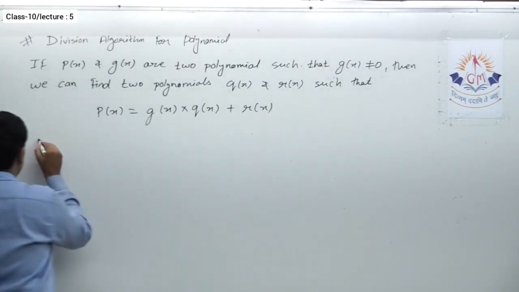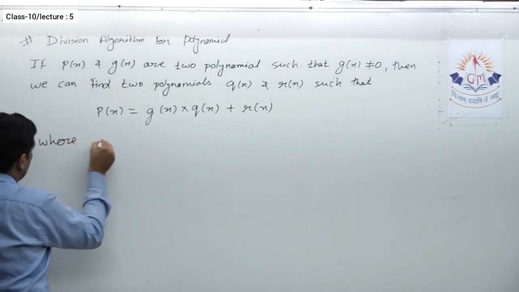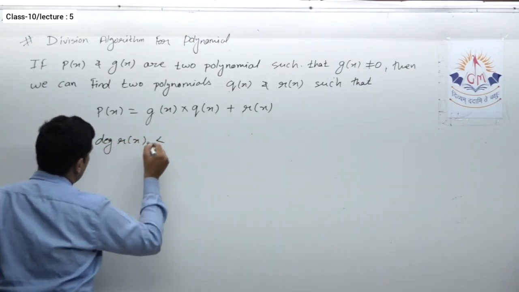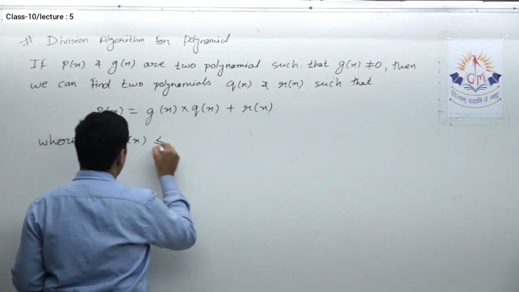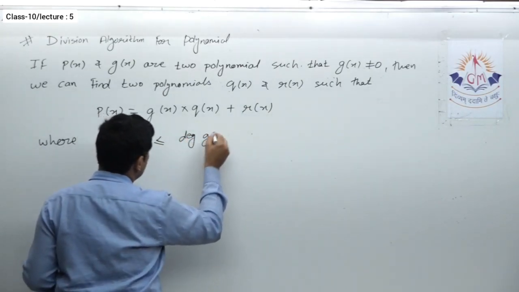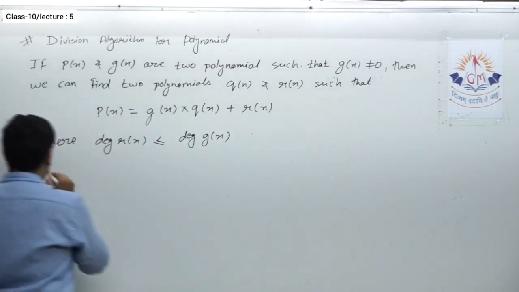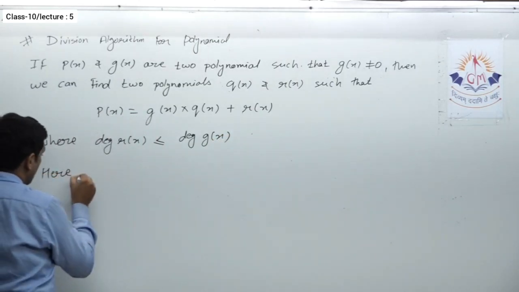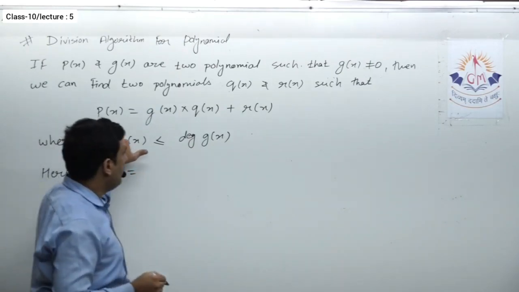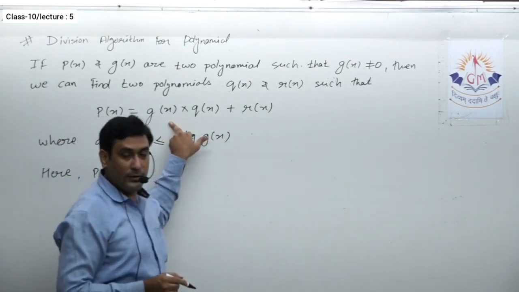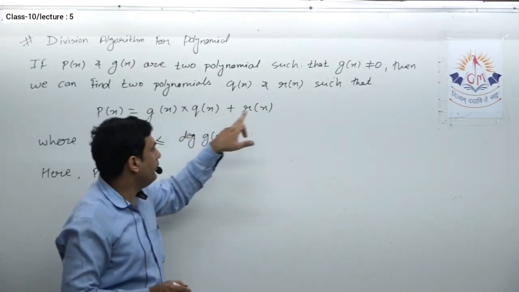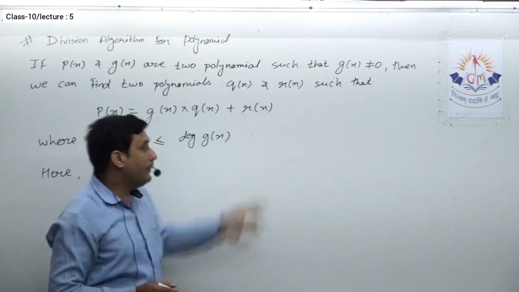Where the degree of r(x) is less than the degree of g(x). Here p(x) is called the dividend polynomial, g(x) is called the divisor polynomial, q(x) is called the quotient polynomial, and r(x) is called the remainder polynomial.